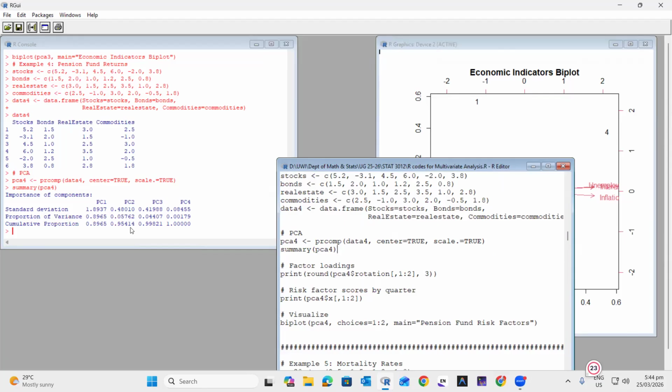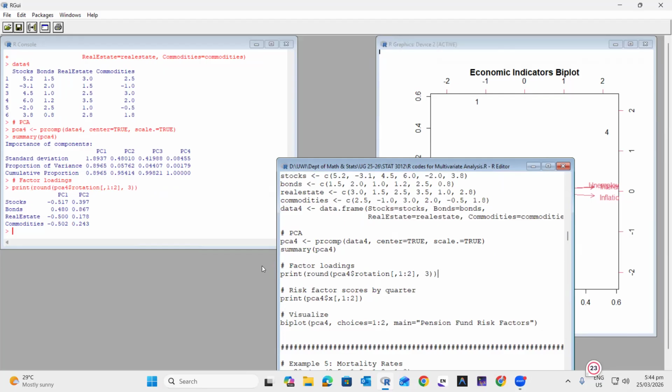All right, and PC3 adds 4.41% and negligible additional, and similarly PC4 also completely negligible. After that we are going to check the loadings of this one with the command round PC4 dollar sign rotation at 1 to 2, and we are going to take the values after the decimal up to the place 3 here. So we are going to print these values here. So these are the values of first two principal components.